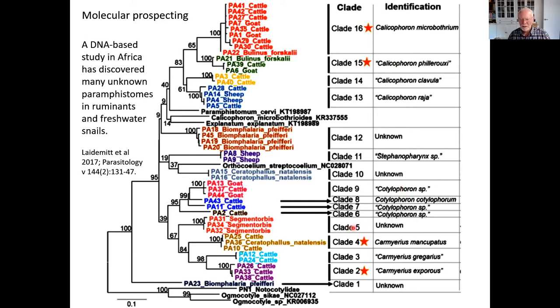And in some cases, they had no idea at all what the species is. So for example, here, these were cercariae that came from three snails of the genus Segmentorbis, collected in Africa. These formed a very distinct clade in the tree. It must be some kind of peremphistome. We don't know what. So the point is that molecular methods have revealed a far greater diversity of parasites than we knew existed in the past. And we need to find ways of working with that.